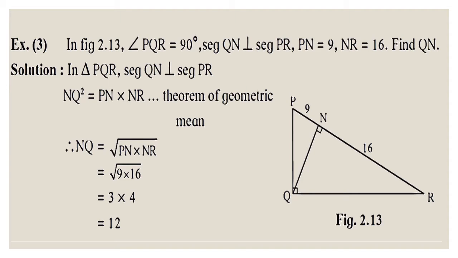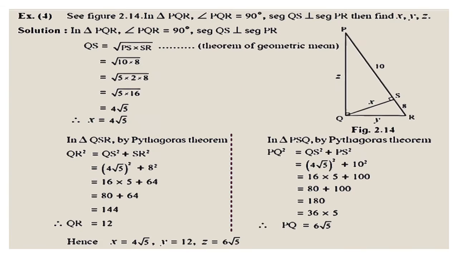The steps you can follow as you wish. Anyhow, the answer is 12. So the length of the perpendicular QN is 12. Direct application of geometric mean theorem. Okay. So now let's see the next example.